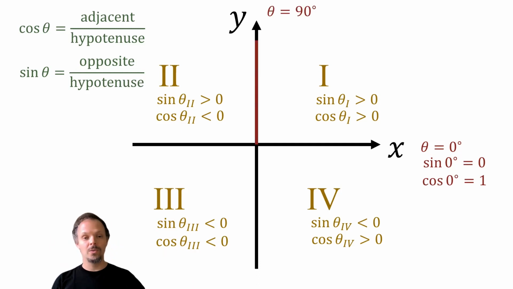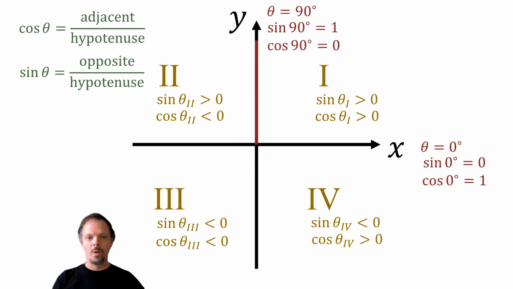Moving around to 90 degrees, we sort of have the reverse situation. In this case, there is no adjacent. We've taken our triangle and expanded it up. And so now there's no adjacent side, but there is an opposite side. And the opposite side is the same as the hypotenuse, just like for 0 degrees, the adjacent side was the same as the hypotenuse. So the sine of 90 degrees is equal to 1, while the cosine of 90 degrees is equal to 0.